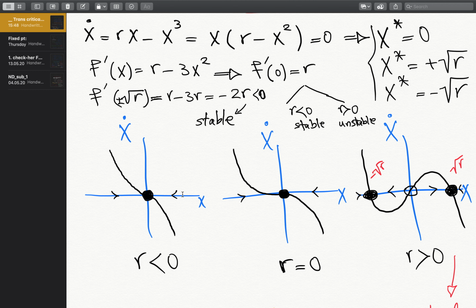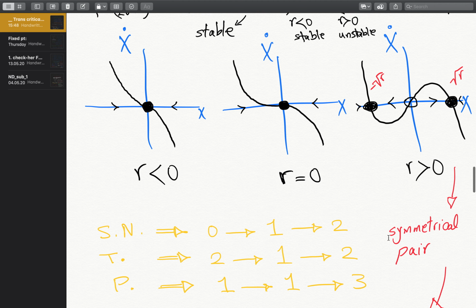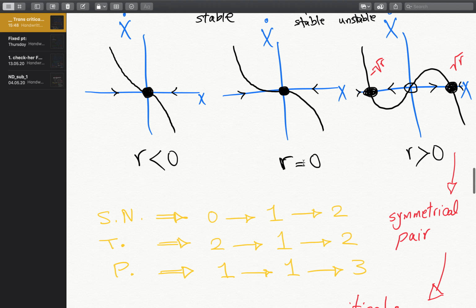It's the important part of it, that this stable one is changing its stability, and two new fixed points are bifurcating out of this stability of the origin, which is coming from that symmetrical idea, which we call symmetrical pairs.